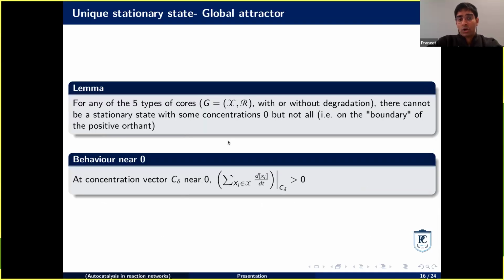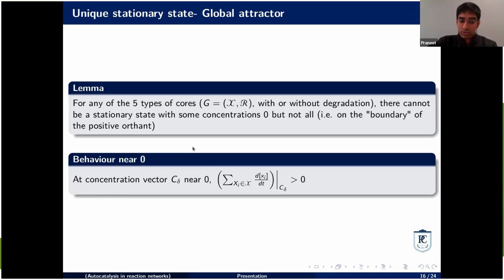Further from this, there's a global attractor conjecture, which has not been proved yet, which says that for a weakly reversible deficiency zero system, the unique stationary state is also a global attractor. But for our case of the 5 cores, we can prove this global attractor behavior because we have a lemma that for any of the cores, there cannot be a stationary state with some concentration 0 but not all 0. That means there cannot be a stationary state on the boundary but not exactly at the origin. Any stationary state with any concentration 0 will have all the concentrations as 0. That's the only state which is possible.